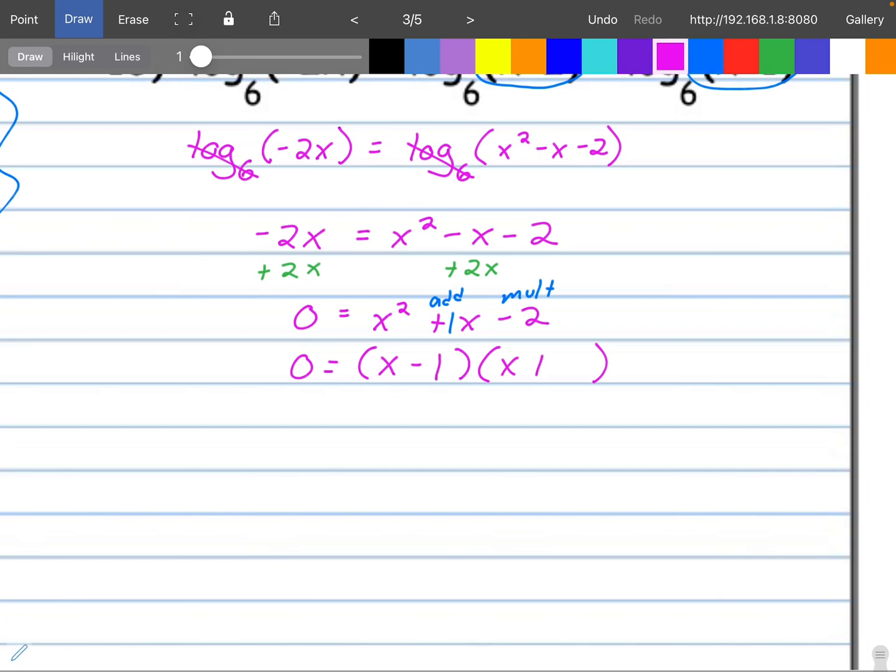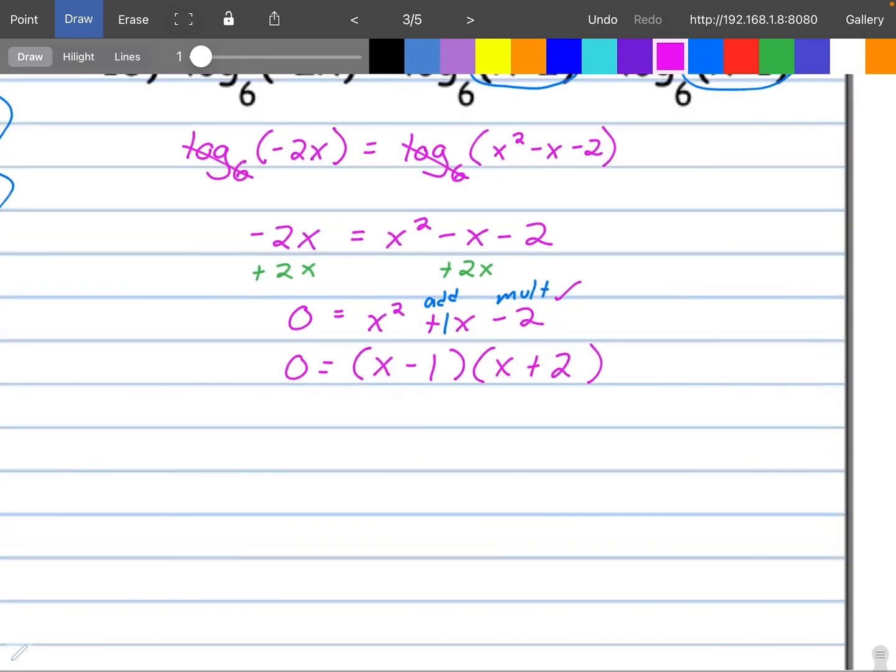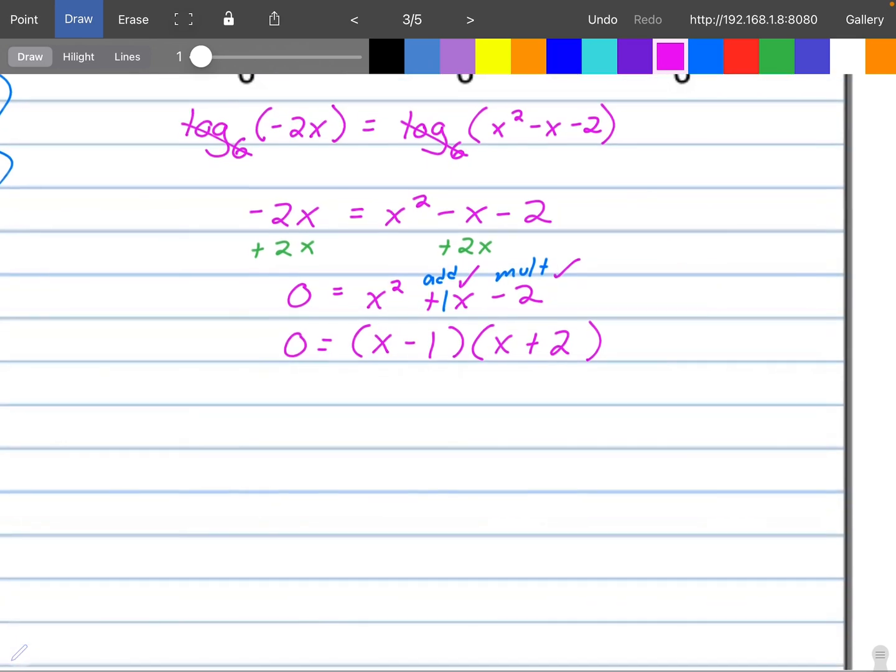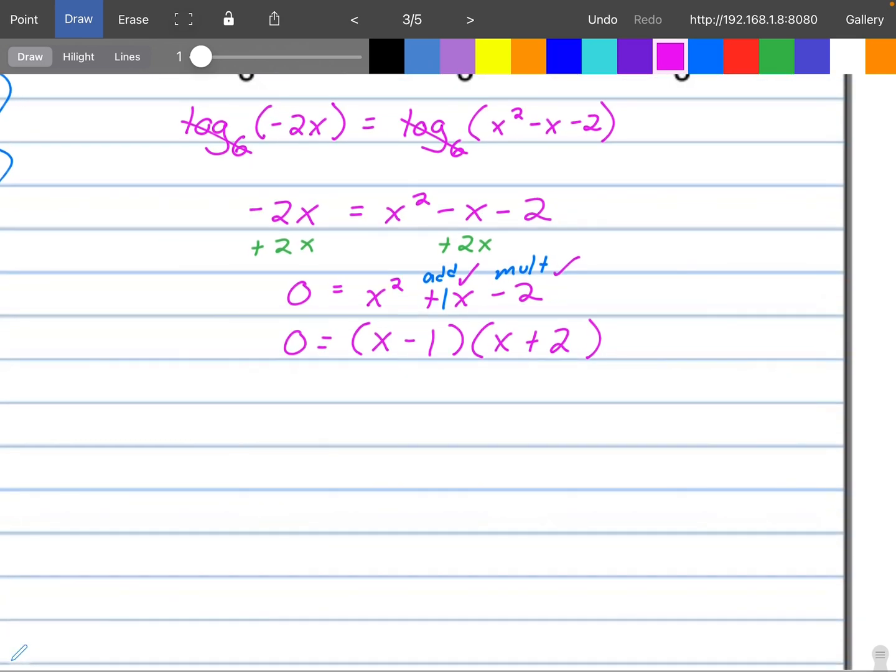So it doesn't matter which one comes first. So negative 1 and positive 2. Double check yourself. Negative 1 times 2 is negative 2. Check. And then negative 1 plus 2 is positive 1. Check. All right, now we set each one of those equal to 0. So if I set x minus 1 equal to 0 and solve, I get x equals positive 1. If I set x plus 2 equal to 0 and solve, I get x equals negative 2.